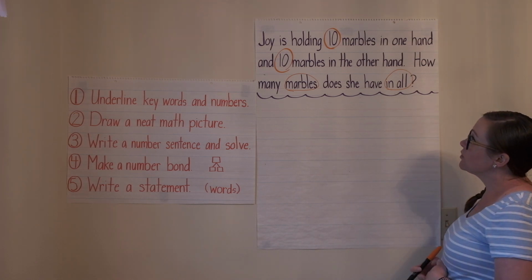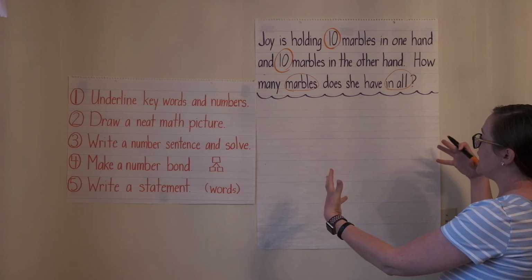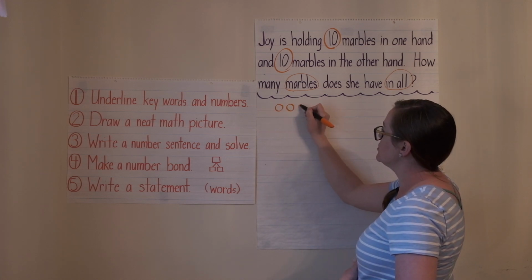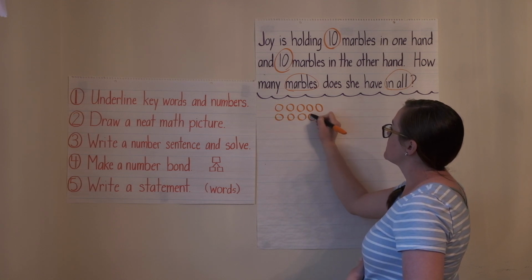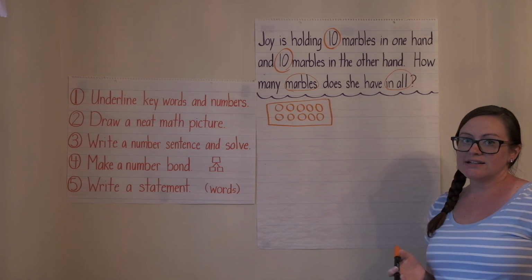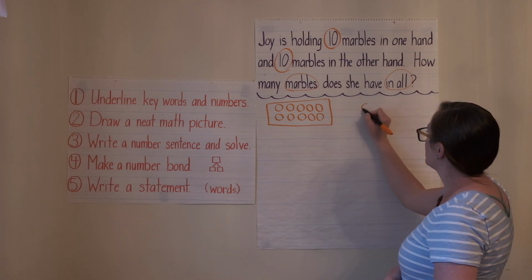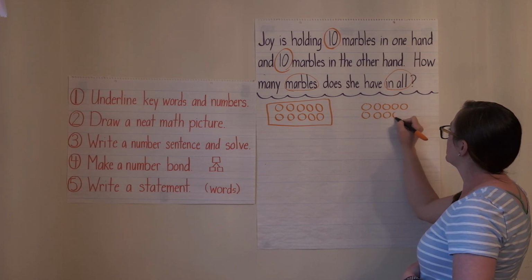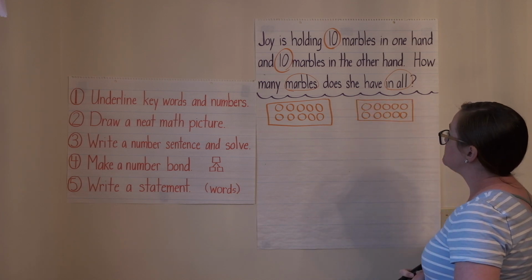So we're going to take a look at this word problem. And it says that Joy is holding 10 marbles in one hand and 10 in the other. So I'm going to draw a math picture of 10 in nice, neat 5-group rows. And this represents one hand. Notice I lined up my dots. I tried to make it easy so it's easy to go back and count when I'm checking my work. And that's my other hand.